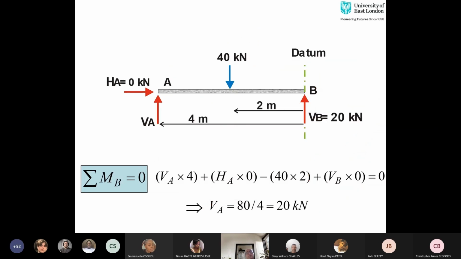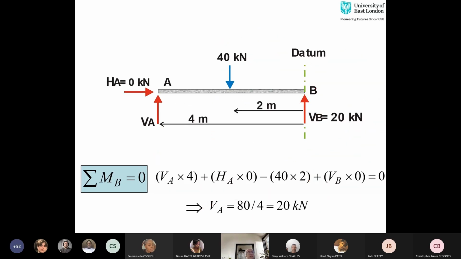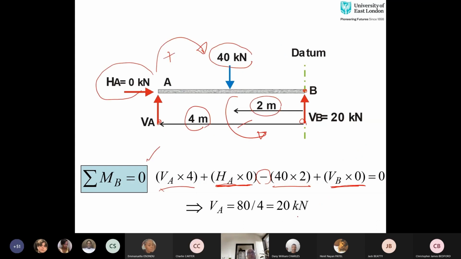This means that VA will also be 20 kilonewton, but we will have to again use summation of moment at B equal to 0. Now this will give us 20 kilonewton. Finding reactions here is obvious because we have a central point load applied. It looks like a simply supported beam, although it's a truss. It will be divided equally, which matches with our interpretation.